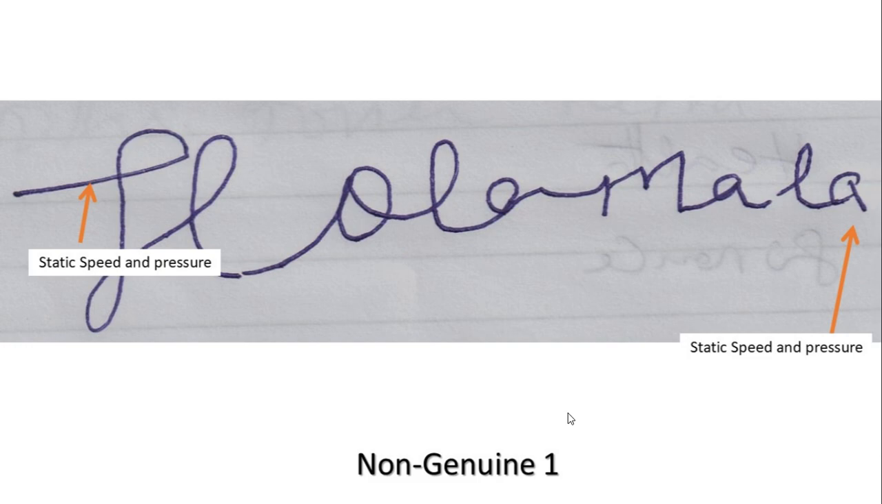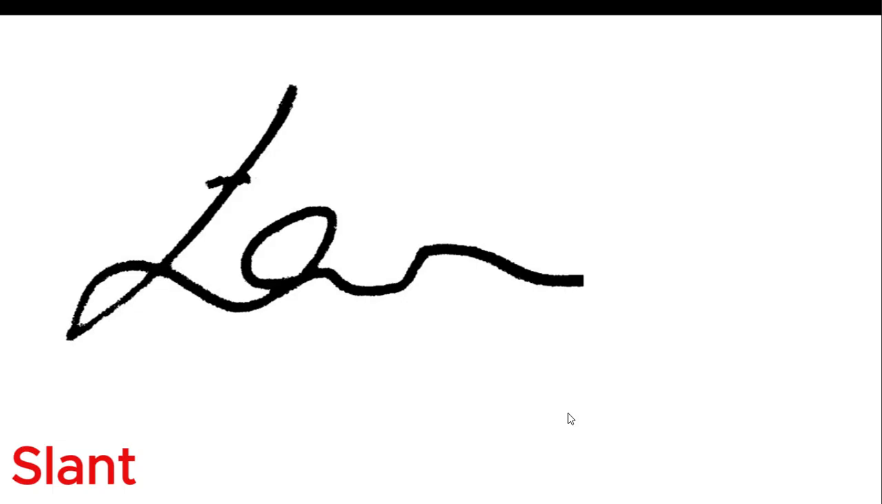Then lastly, the slant. Every signature, every writer will have slant. And what is slant? Slant is the direction in which what you write leans, either to the right, to the left, or maybe standing straight. So the same thing with your signature. Your signature will either lean to the right or to the left.